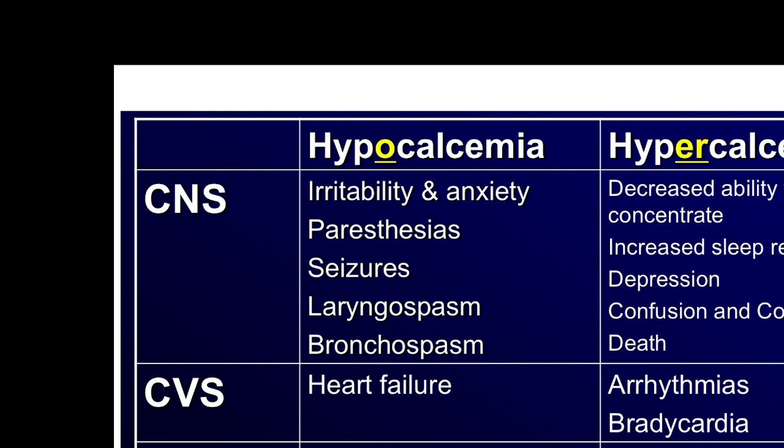The clinical symptoms of hypercalcemia and hypocalcemia are many times confusing. The symptoms could be CNS: hypocalcemia produces irritability, anxiety, abnormal sensations, seizures, spasm of the larynx and bronchi. On CVS, it may result in heart failure and muscle cramps could occur. Whereas hypercalcemia can present with decreased ability to concentrate and increased sleep requirement, depression, confusion, and coma also can result in death. CVS symptoms of hypercalcemia could be arrhythmias, particularly bradycardia, and muscle weakness.